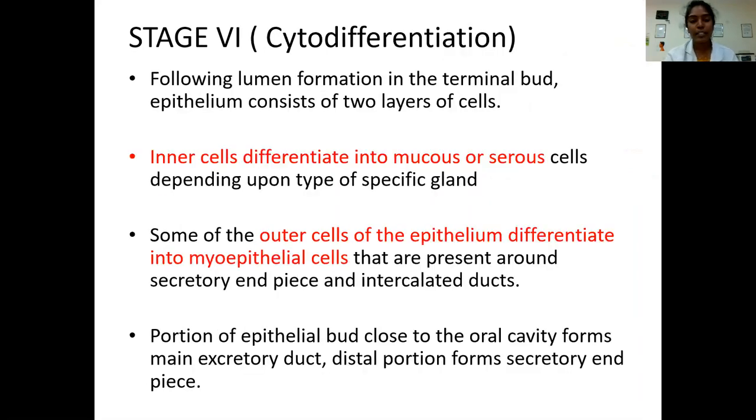Stage 6, which is the cytodifferentiation. Following lumen formation in the terminal bud, epithelium consists of 2 layers of cells. Inner cells differentiate into mucous or serous cells depending upon the type of specific gland. Some of the outer cells of the epithelium differentiate into myoepithelial cells that are present around the secretory end piece and intercalated ducts. Portion of epithelial bud close to the oral cavity forms the main excretory duct. Distal portion forms the secretory end piece.